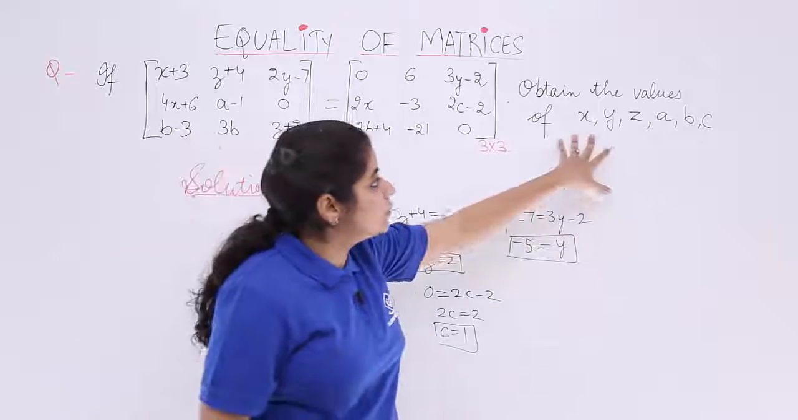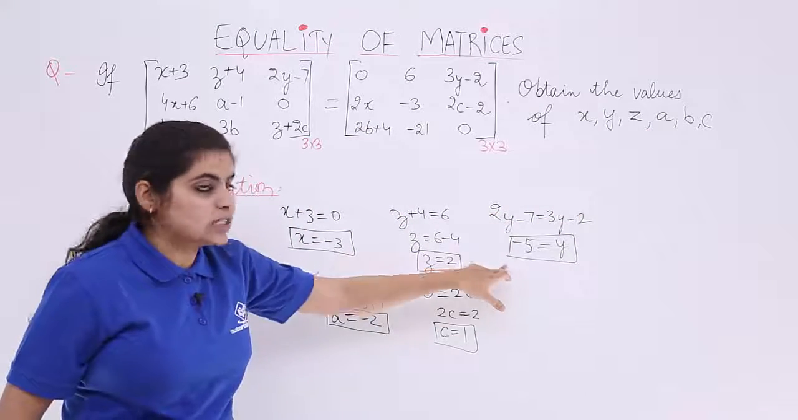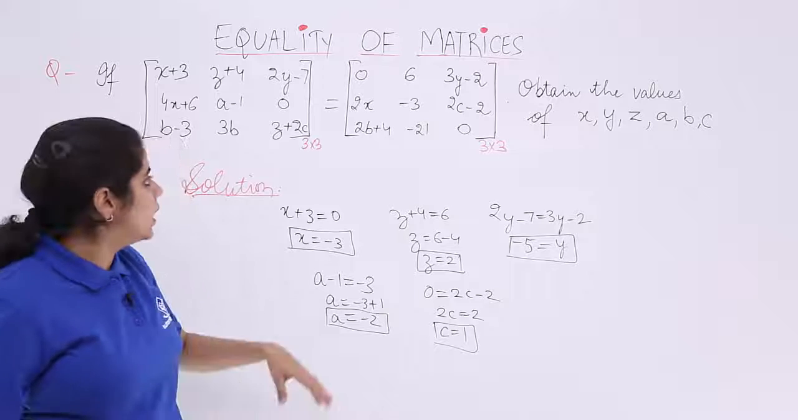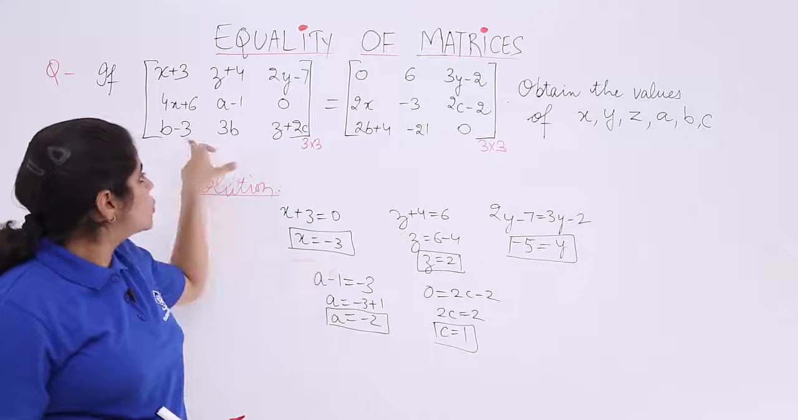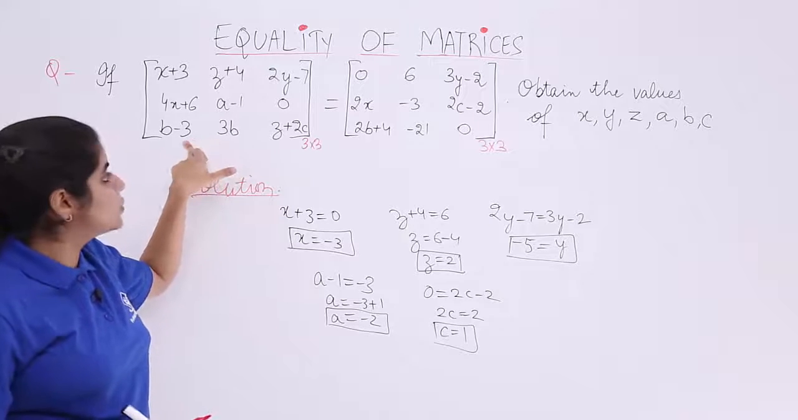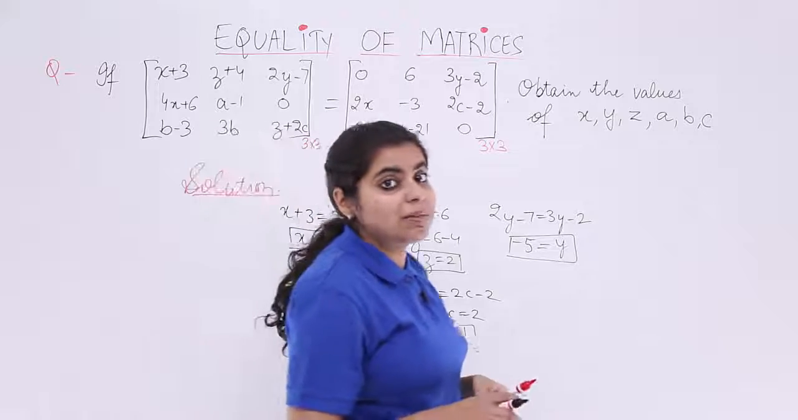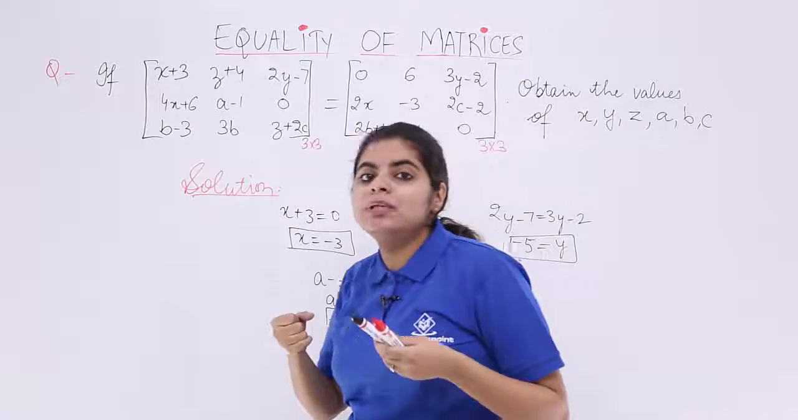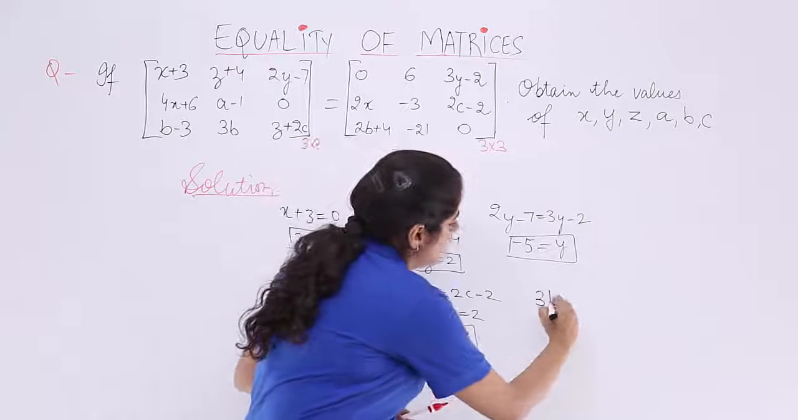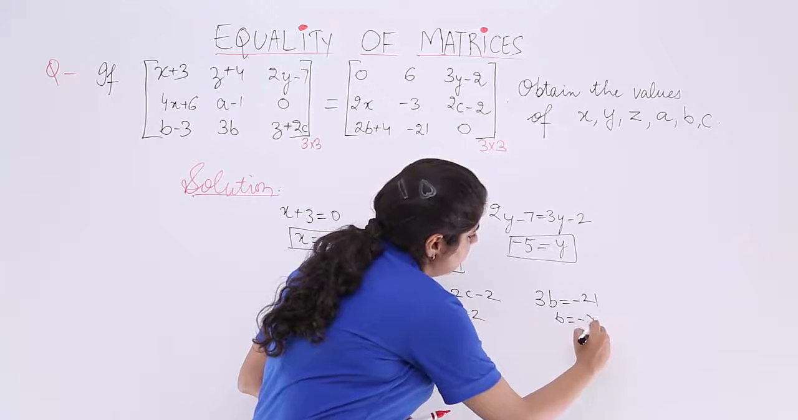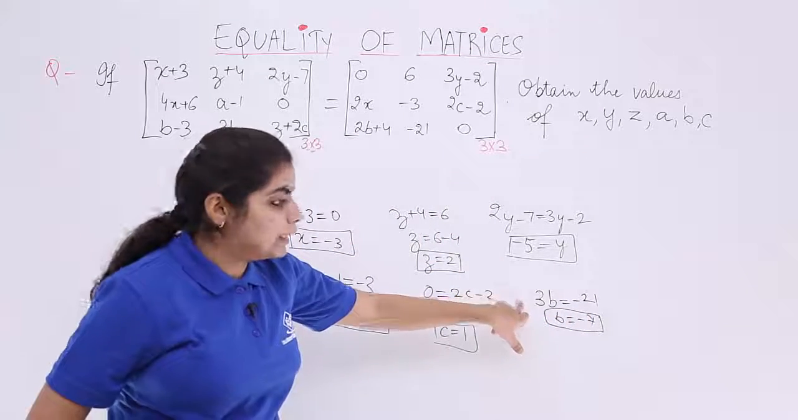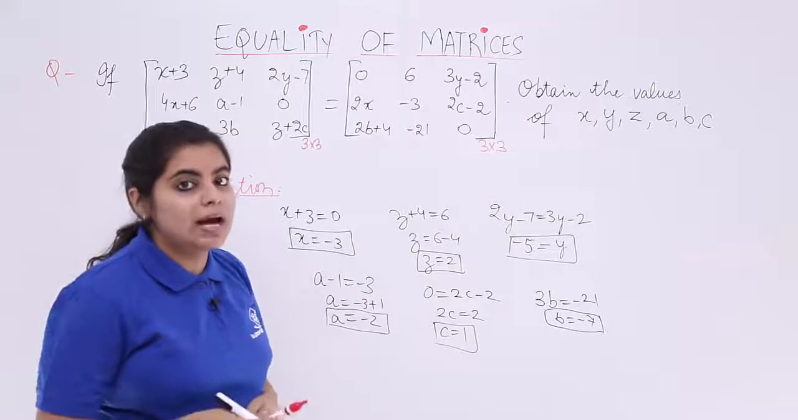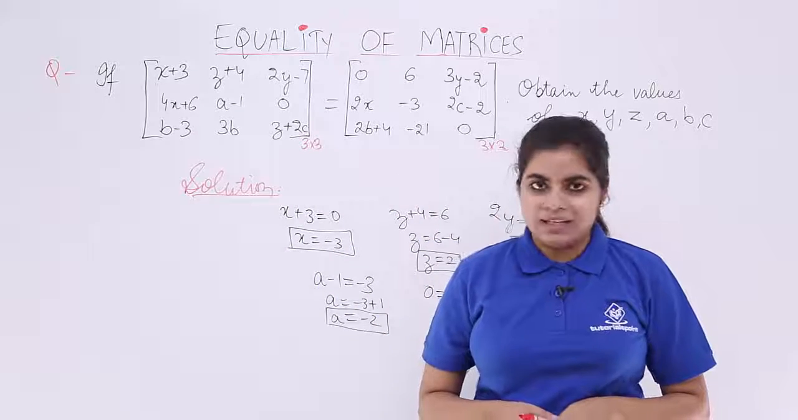So what is left? We were supposed to find x, y, z, a, b, c. We have found x, y, z, a and c. B is left. So search where we can get the equation for b. The equation for b can be found from these two things. Either you substitute b minus 3 equal to 2b plus 4, or simply 3b equal to minus 21. Both will give me the same answer. So 3b equal to minus 21 gives b equal to minus 7, because 3 multiplied here goes to the other side and becomes divide. So in this video we have found the values by simplifying using the concept of equality of matrices.